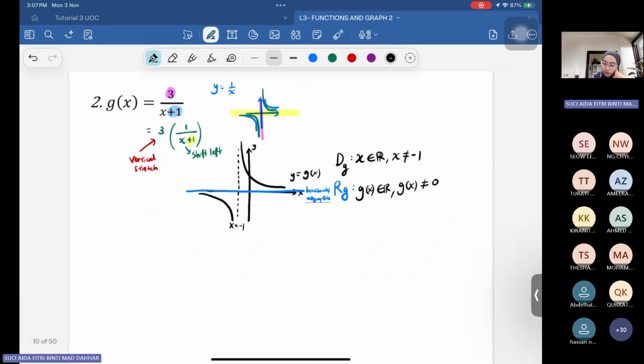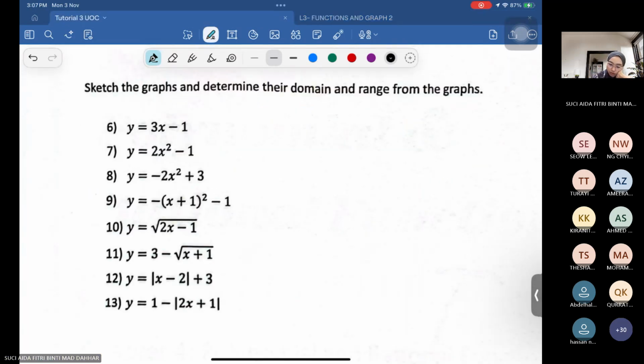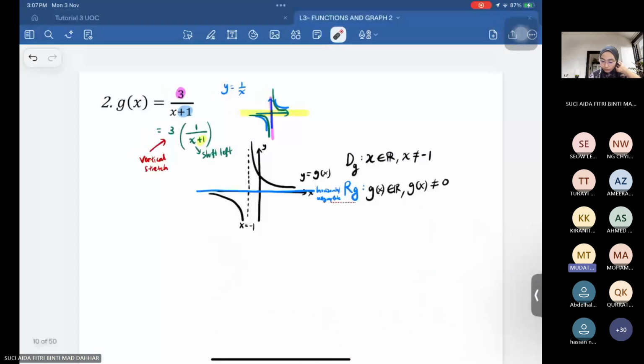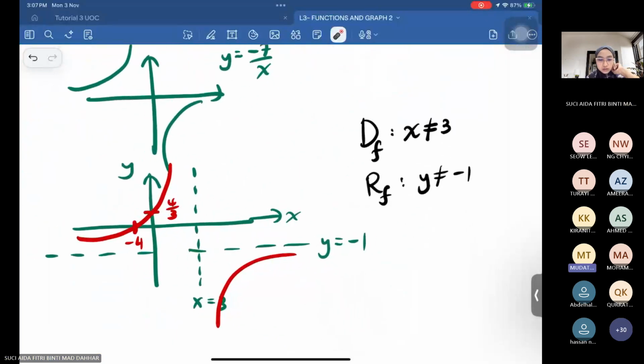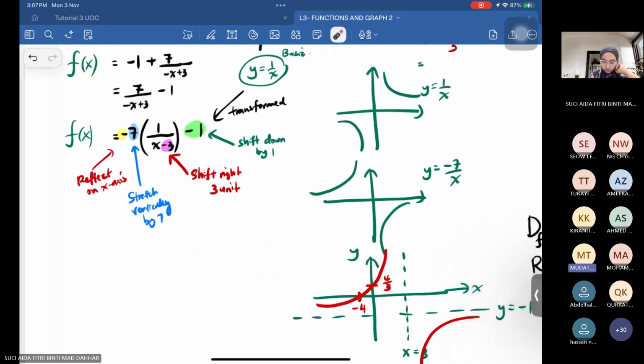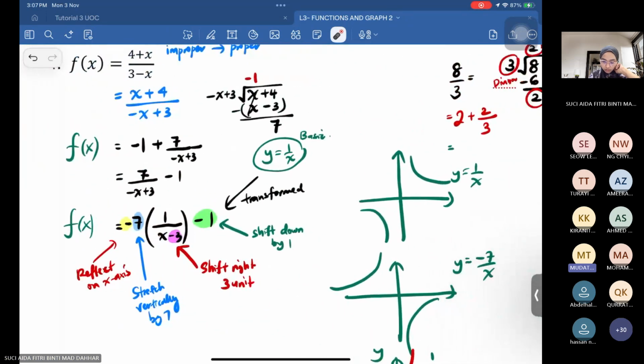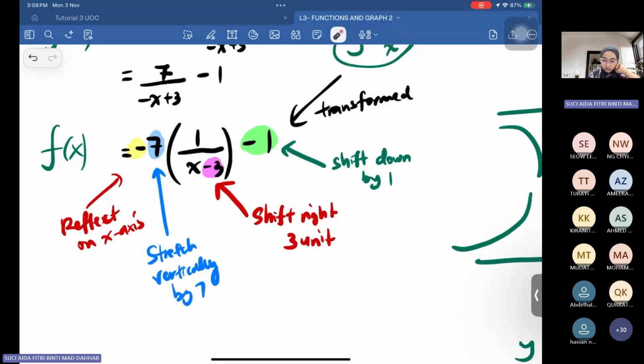Okay, now let's look at our tutorial questions. Madam, I have a question. Yes, from the last example. For the function, the -7 is on the outside, right? So why is it not stretched? Why is it not vertically compressed? No. Multiplying by 7 means your y becomes 7 times bigger than original, isn't it?